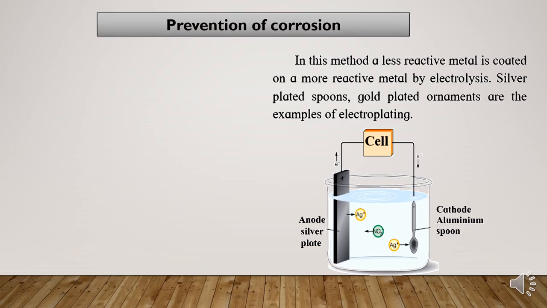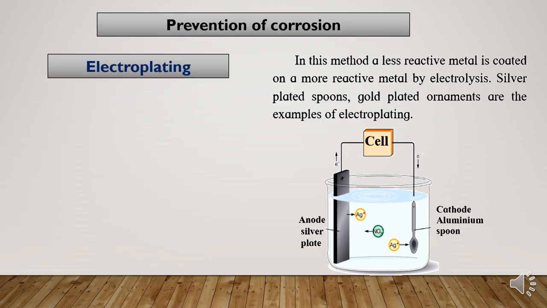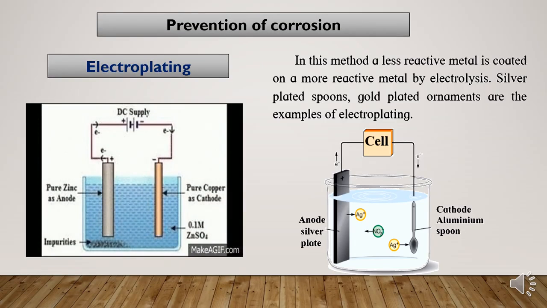Next method for prevention of corrosion is electroplating. In this method, a less reactive metal is coated on a more reactive metal by electrolysis. Okay, so silver plated spoons, gold plated ornaments are the examples of electroplating.